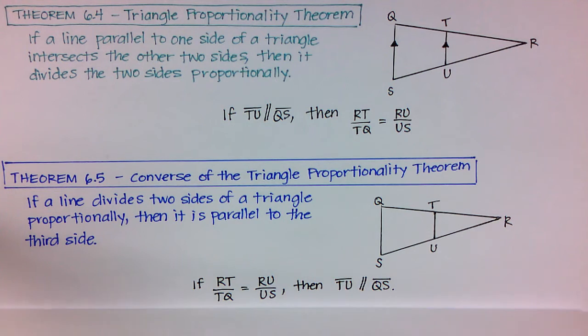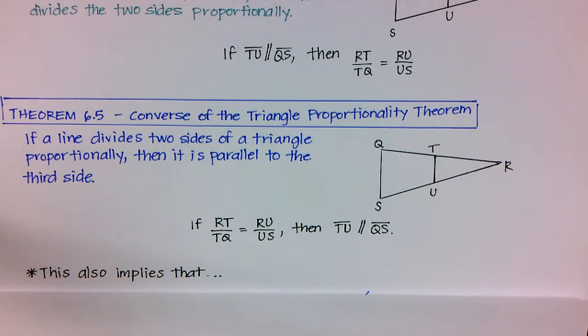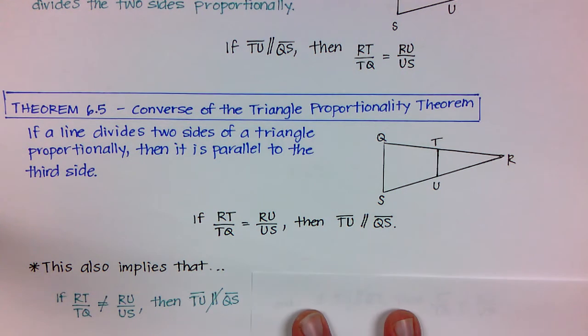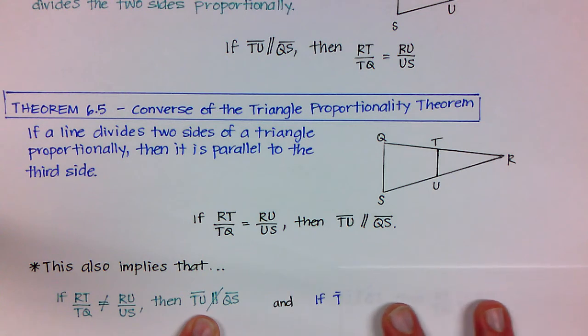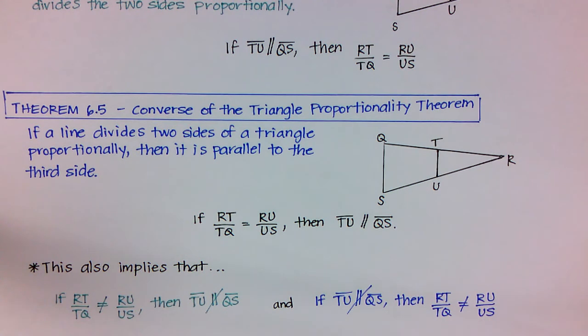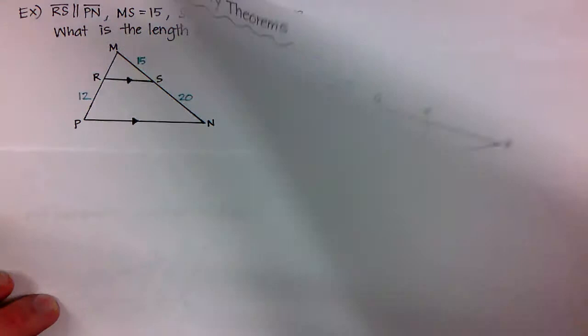Okay? Awesome. The last thing that I want us to realize is that this is implying something very specific. It's implying that if RT to TQ is not equal to RU over US, then the two lines themselves are not parallel. And vice versa. If we find that the two lines are not parallel, then they are not going to be proportional either when I'm looking at their sides. So why don't we do a couple examples based on these theorems, okay?